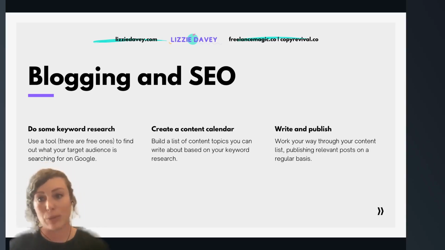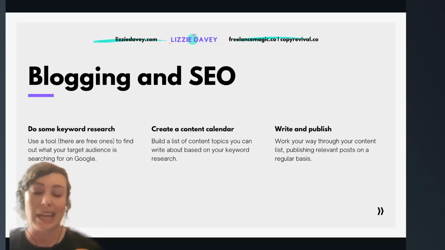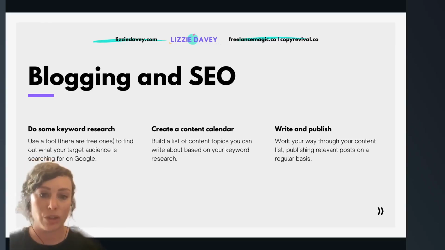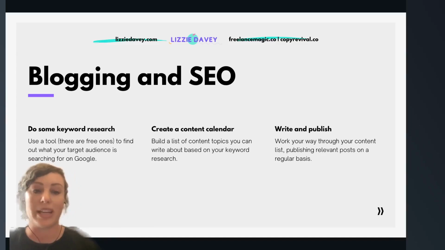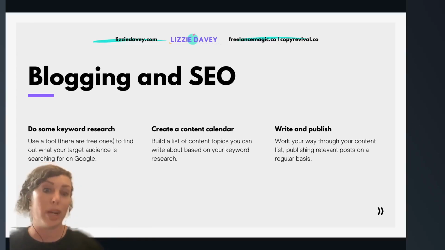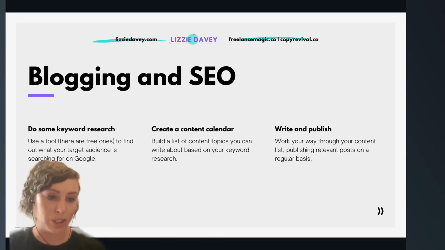But you can start by doing some keyword research, so you can use a tool for this. There are free ones like Google Keyword Planner, just to find out what your target audience is searching for on Google. You can then create a content calendar, so I recommend building a list of content topics that are based on that keyword research, that are really relevant to your audience. So what questions are they asking, what challenges are they having? And then, of course, writing and publishing those posts.